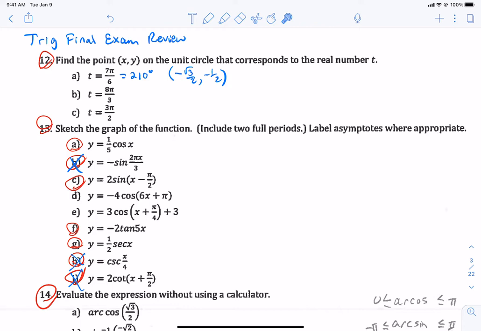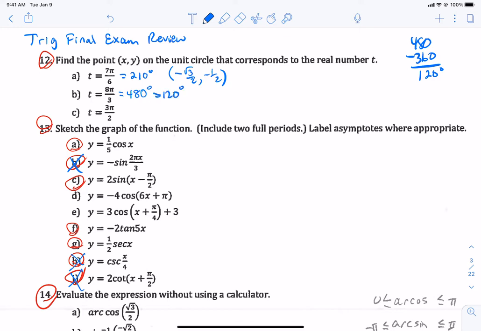Let's take a look at 12b. When I think of pi over 3, I think of 60s. So we have 8 of them. Now, 8 times 60 is 480. That's too much. That's higher than what we want. But if you do 480 minus 360, you'll be able to find the spot that we're at on the unit circle. So we're technically at the 120 spot.